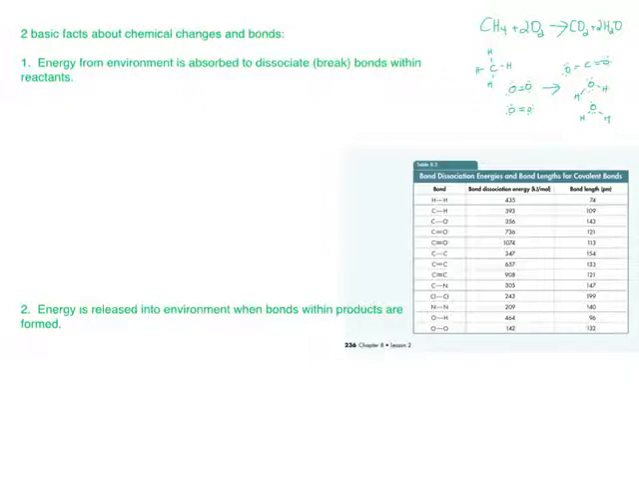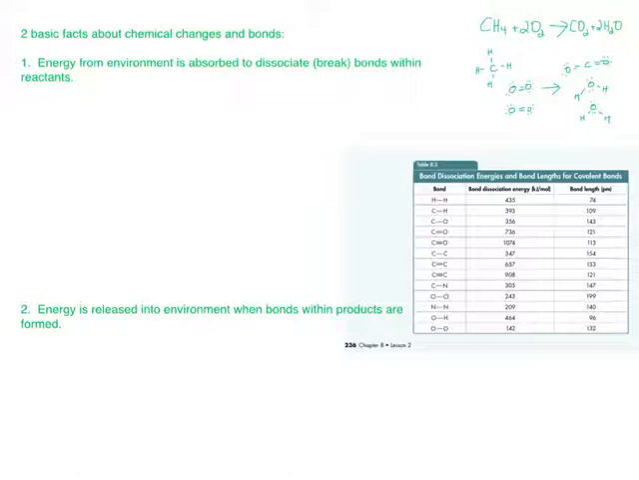These two basic facts, combined with some knowledge about Lewis dots and some data about bonds, can carry us a long way in understanding why our chemical reaction here is an exothermic one. So let's take a closer look. If we look at our Lewis dots up here in the upper right-hand corner, we can see that methane, CH4, for it to be broken apart, it has to have 4 of its bonds dissociated.